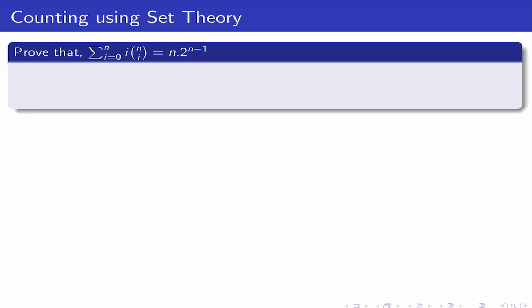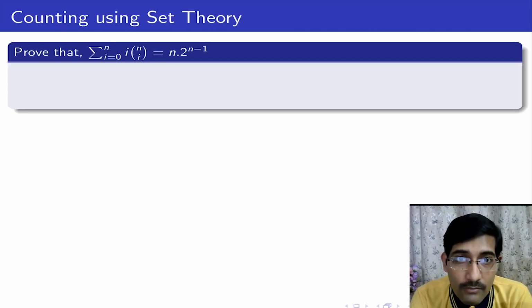Another example. How do you prove that the sum of I from 0 to n of I times NCi is equal to the right side without doing algebraic or binomial distribution kind of maths?